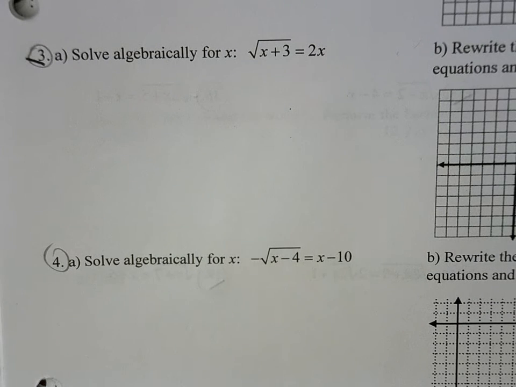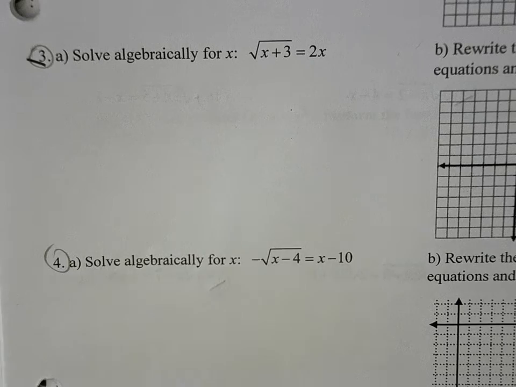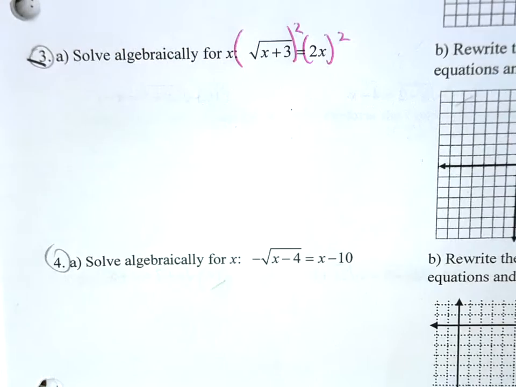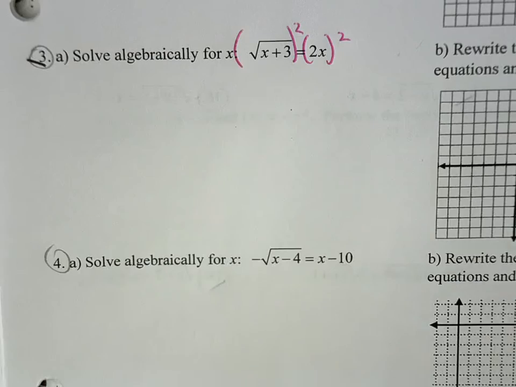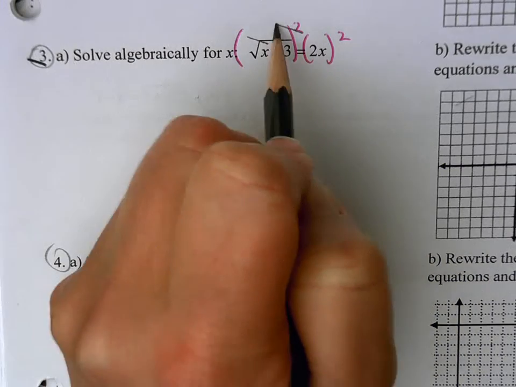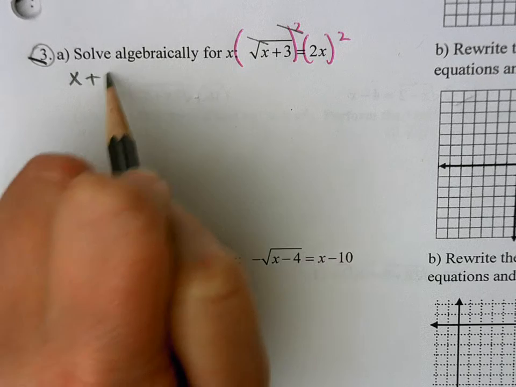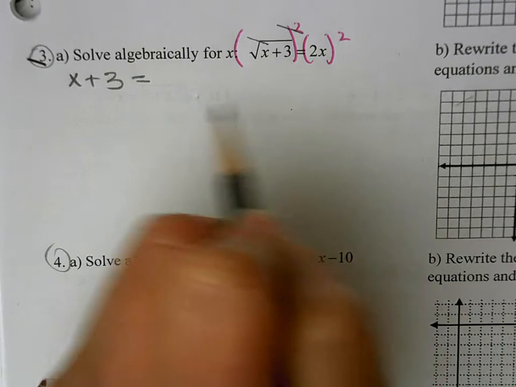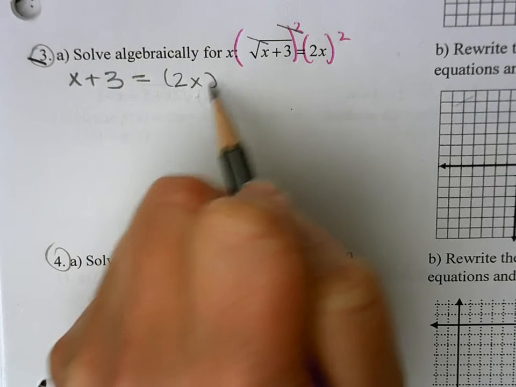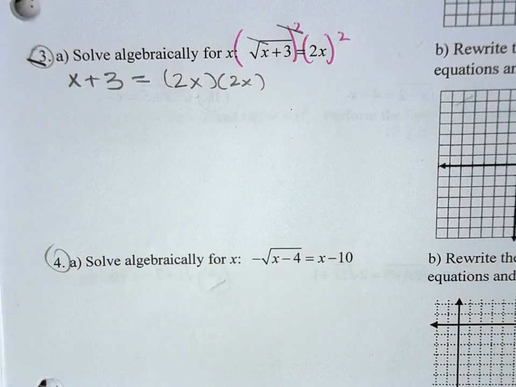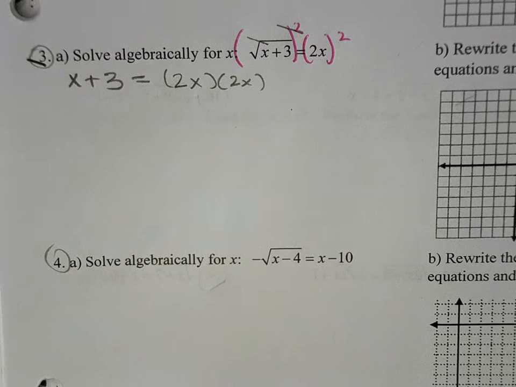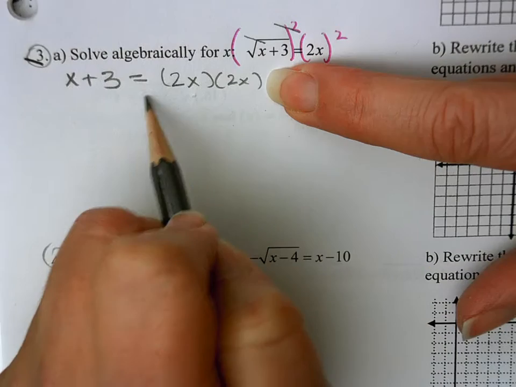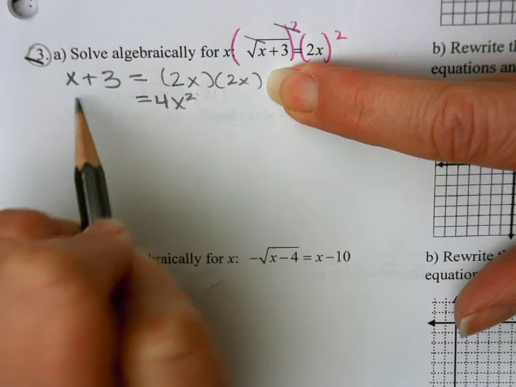And then the second thing I want to do is square both sides. So I'm going to square both sides. When I do that, the square and the root are going to cancel, leaving just the x plus 3. And here, when I square 2x, that's the same as 2x times 2x. So I need to square the 2x by multiplying it by itself. Then 2x times 2x is just 4x squared.